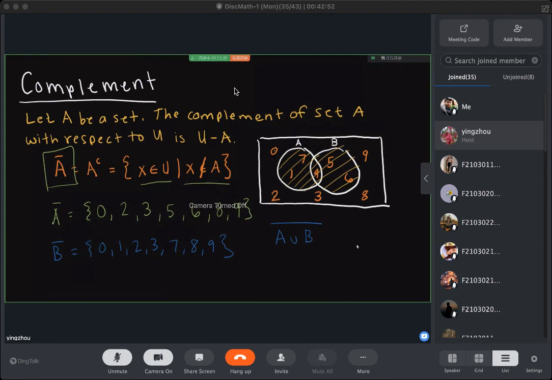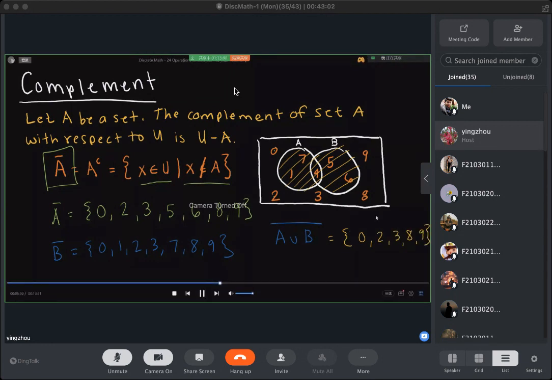So not A union B would be anything that's not inside A or B, which would be 0, 2, 3, 8, 9. So all of those values on the outside. So here is just to state the operator complement.